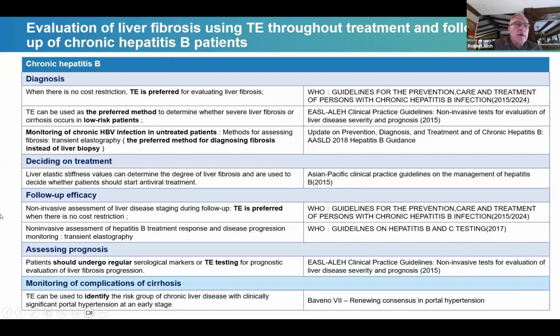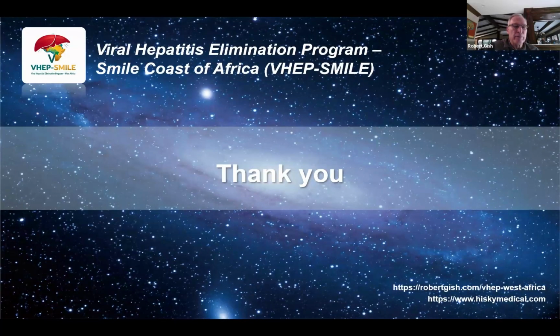Okay. This just gives some information here on hepatitis B, deciding on treatment, follow-up efficacy, assessing prognosis. My typical pattern for monitoring patients is to be doing this elastography and attenuation assessment annually. But if I'm intervening with some type of therapy and I see a therapeutic response by laboratory testing, or I want to assess a therapeutic response, I would be doing that on a 6-month cycle. So that completes part one of our presentation.